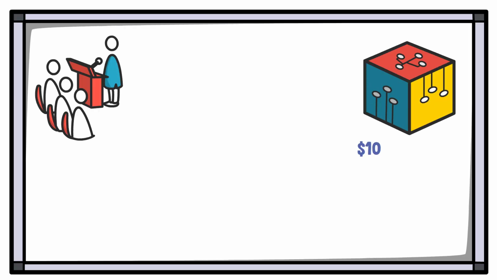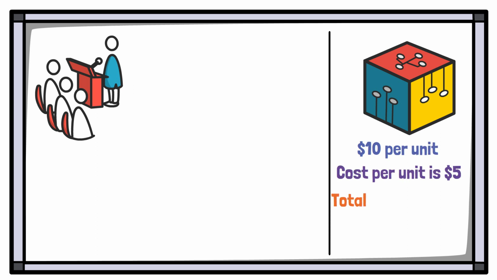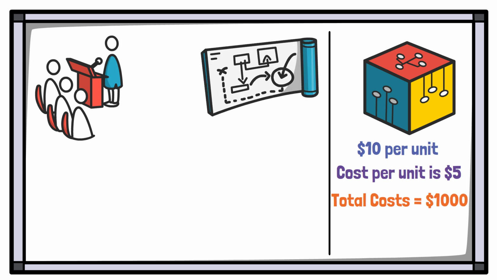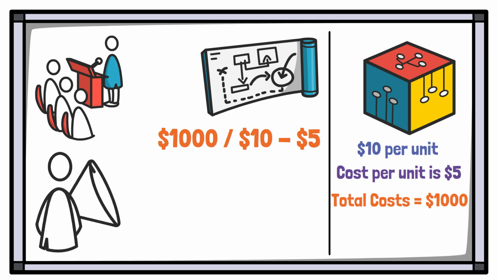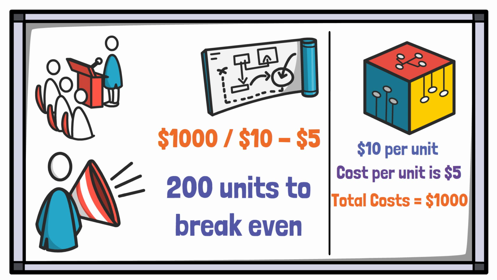Let's say a small business owner is selling a product for $10 per unit, and the variable cost per unit is $5. The total fixed costs for the business are $1,000. Using the formula, we can calculate the break-even point by dividing the total fixed costs by the difference between the price of the product and the variable cost per unit. In this case, it would be $1,000 divided by $10 minus $5, which equals $1,000 divided by $5, or 200 units. This means the business needs to sell 200 units to break even.